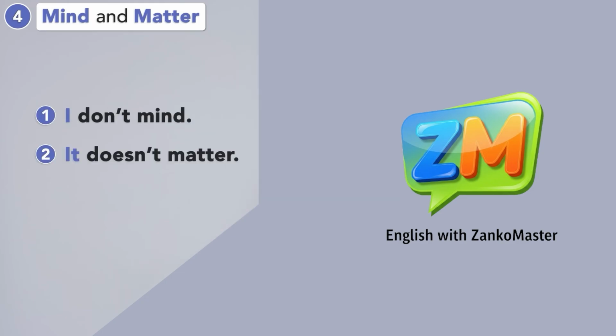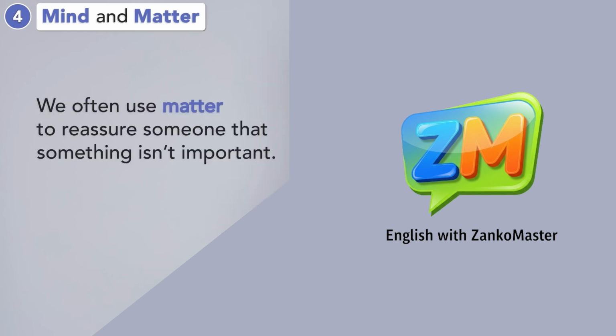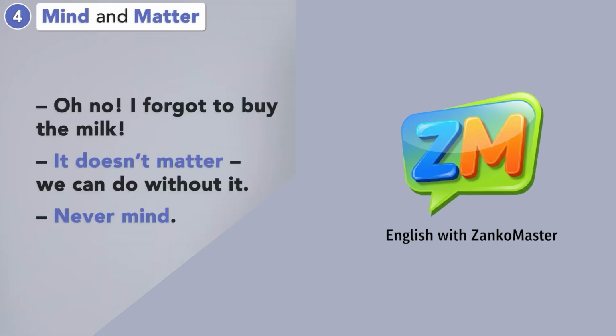I recommend memorizing these two phrases together. I don't mind, it doesn't matter. We use matter to reassure someone that something isn't important. Oh no, I forgot to buy the milk. It doesn't matter. We can do without it. Now, rather confusingly, you can also use the expression never mind here with the same meaning.